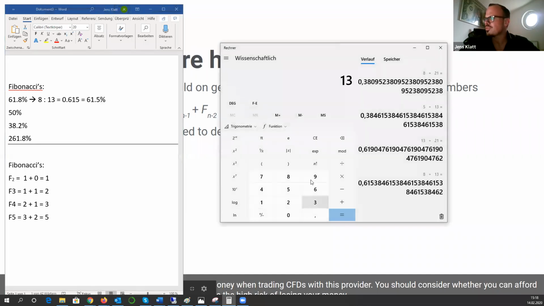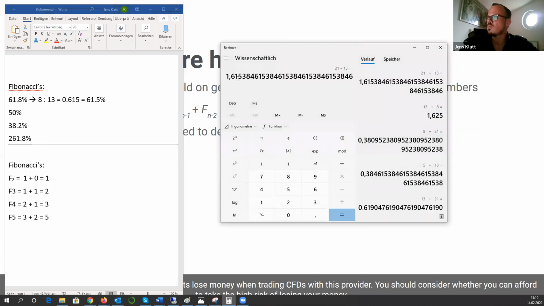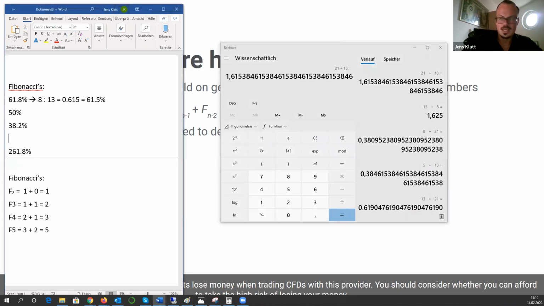But now if you divide 13 by 8, what happens? 61 or 62.5. Probably it's better to work here with a higher number. So when looking at, in our case, 21, the next Fibonacci number, and then we divide it by 13, you get already 61.5. So you can see, oh, by the way, I just see, this extension level you have here is 161.8, and this is what you get when you switch the Fibonacci ratio.